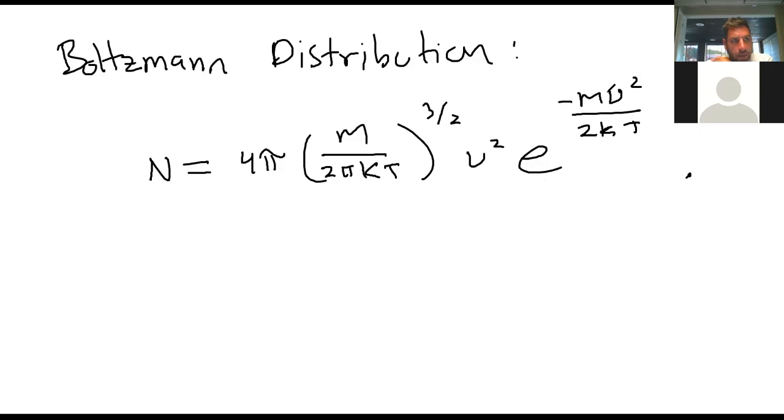What you'll notice hidden up here is you have mv squared over 2. What is mv squared over 2? Well, remember, that's the kinetic energy. By definition, kinetic energy is 1/2 mass times velocity squared. So not only up in this exponent do you have mv squared over 2, but you also have it in some sense down here. Now, it's not precisely the same, but you do have your v squared.